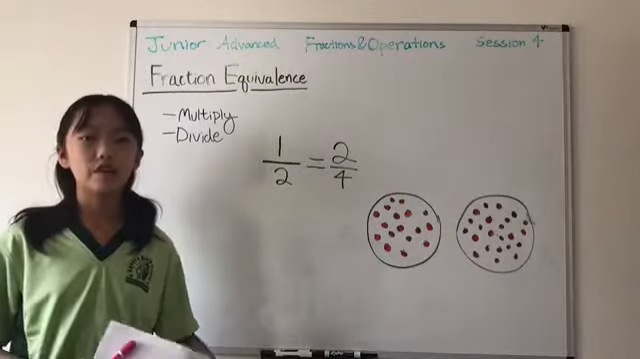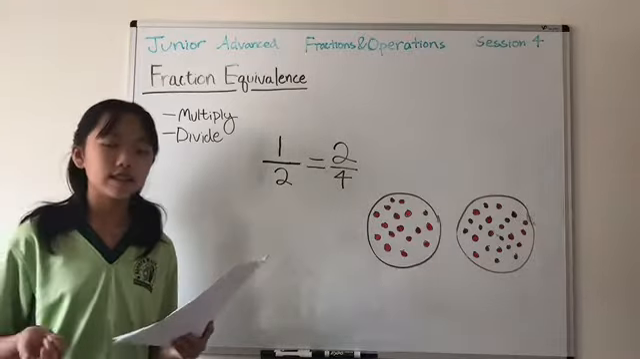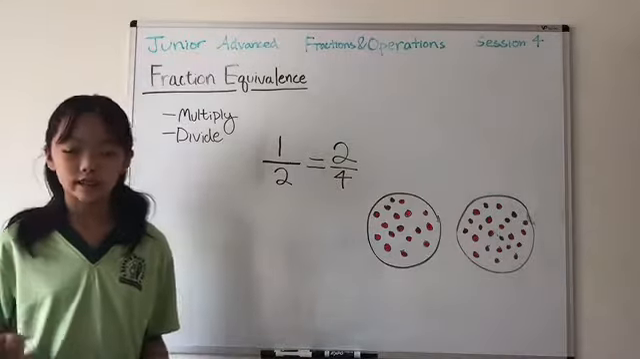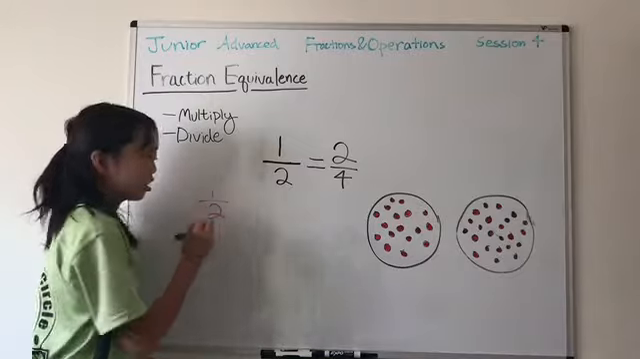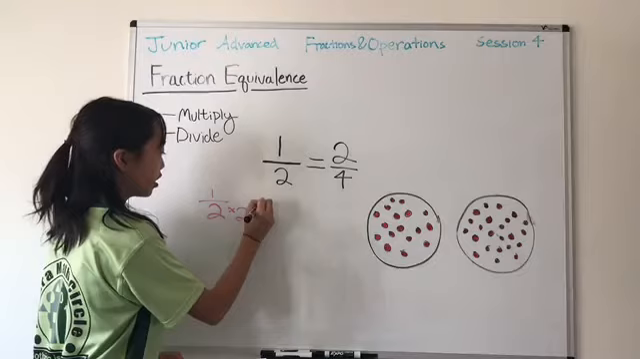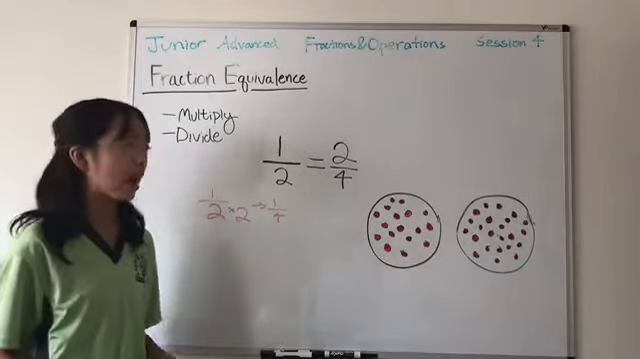Next, we're going to learn about fraction equivalence. So to make equivalent fractions, you need to either multiply or divide the same number to both the numerator and denominator. Because if you have 1/2 and you decide to multiply 2 by the bottom, then you'll get 1/4, which is not the same as 1/2.